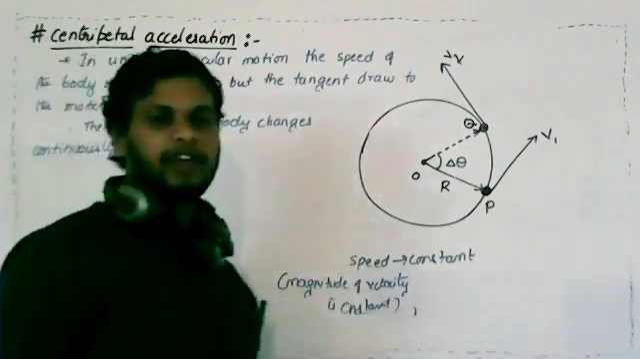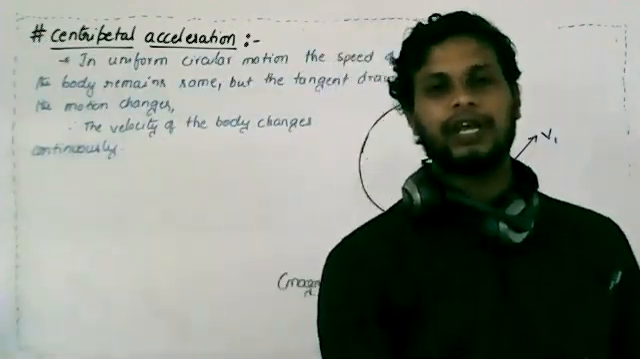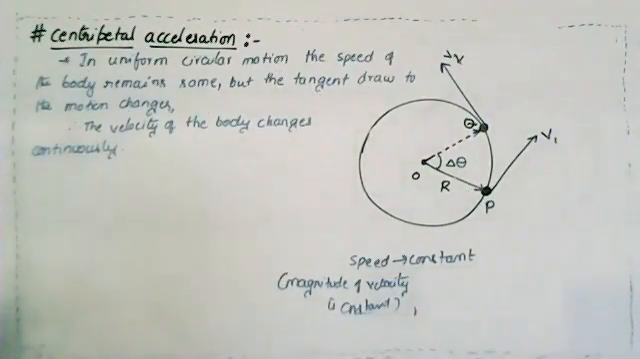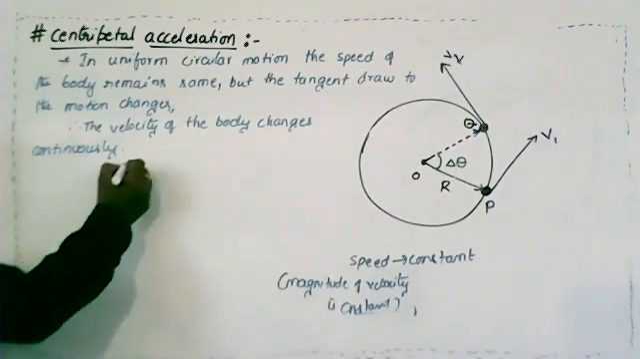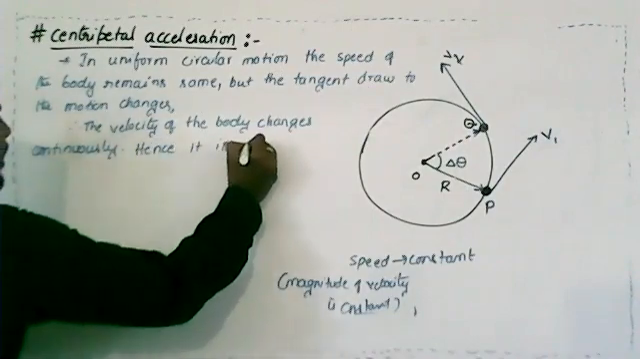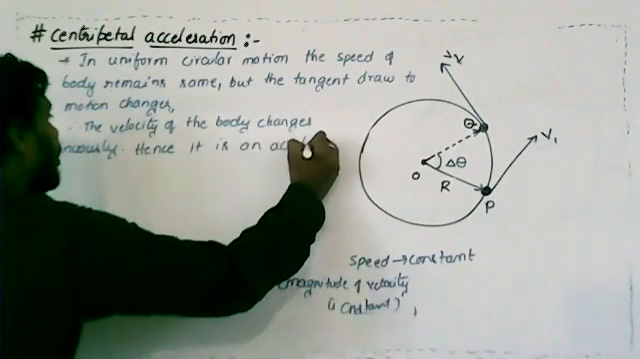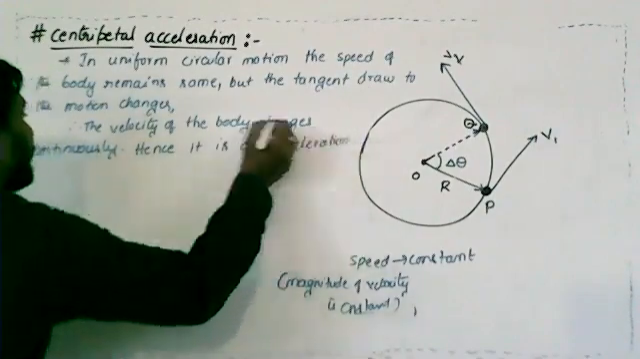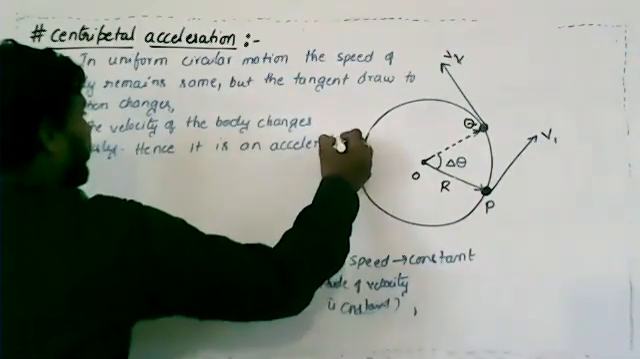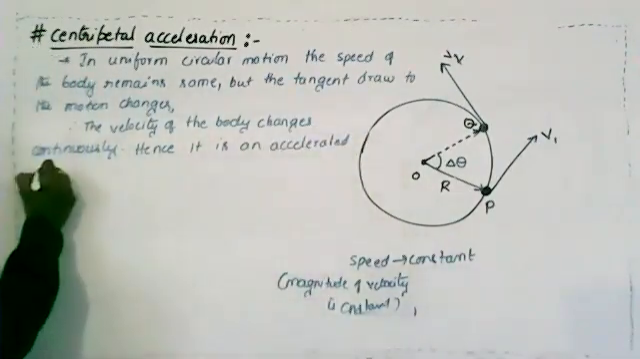So if the velocity of the body is changing continuously, the change of velocity of the body with respect to time is called acceleration. Are you clear? So therefore we can say that hence it is an accelerated motion. Why? Because the rate of change of velocity is nothing but acceleration. Therefore, it is taken as accelerated motion.